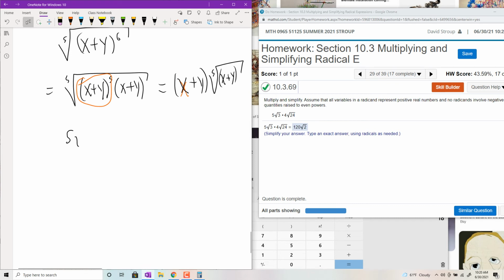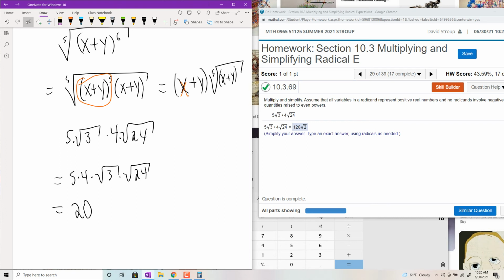Multiplying out and then simplifying. So, yeah, I mean, you can literally read this as 5 times root 3 times 4 times root 24, and then use the commutative property to rewrite it as 5 times 4, which I would never show, but just for the sake of teaching, I do show it. And then 5 times 4 is 20, and then you get the square root of 3 times 24.